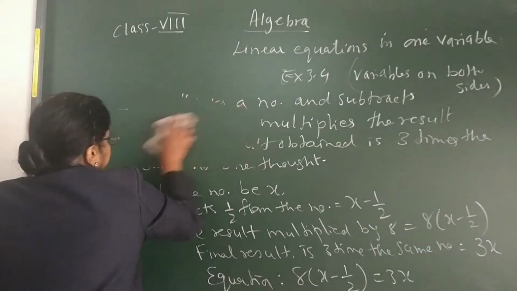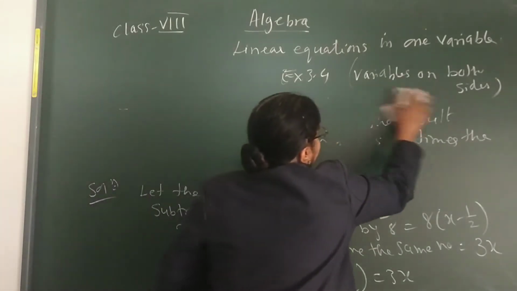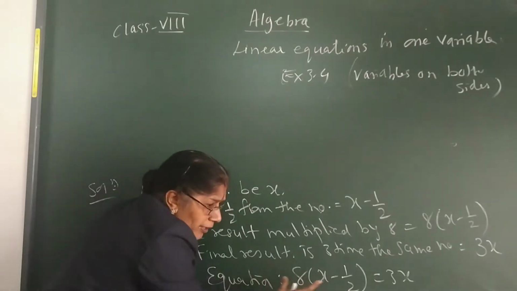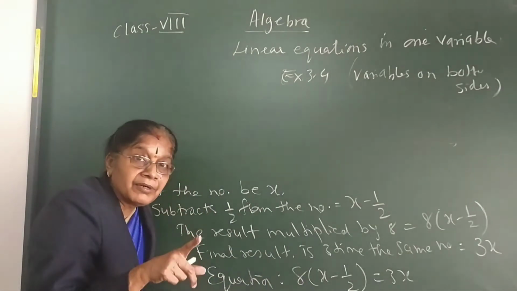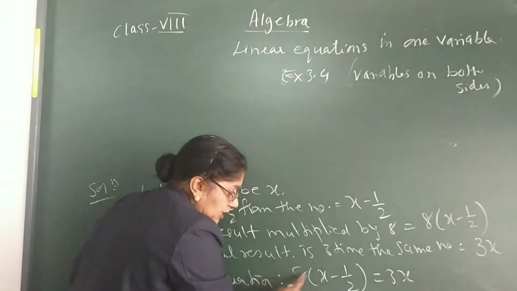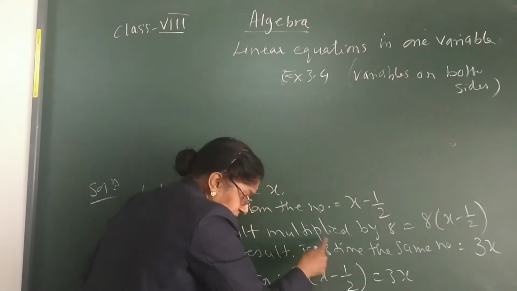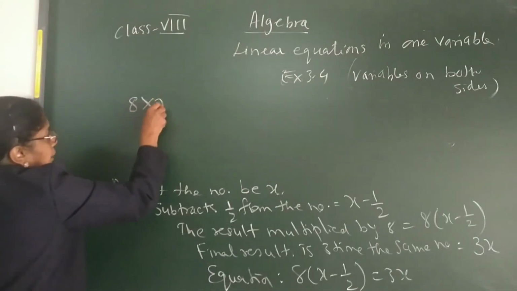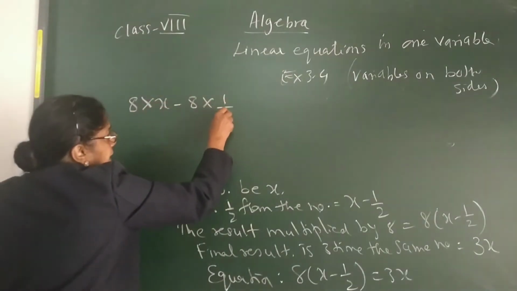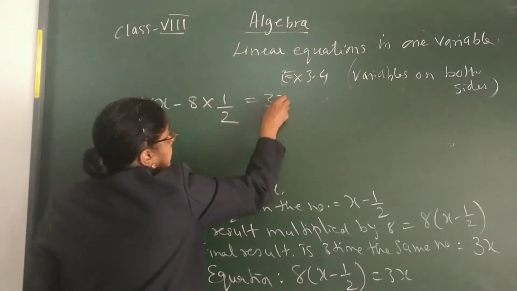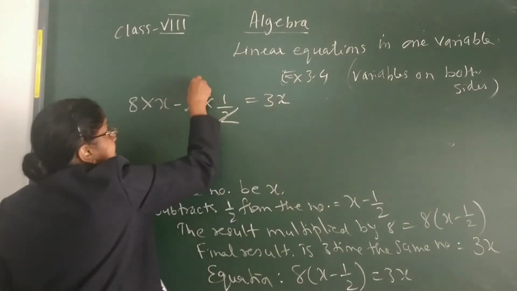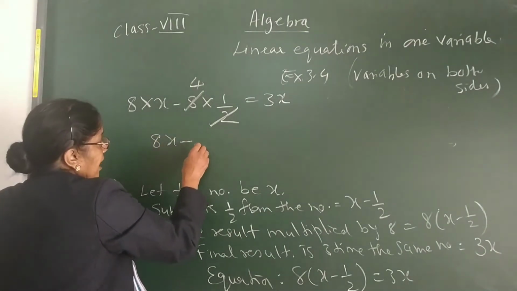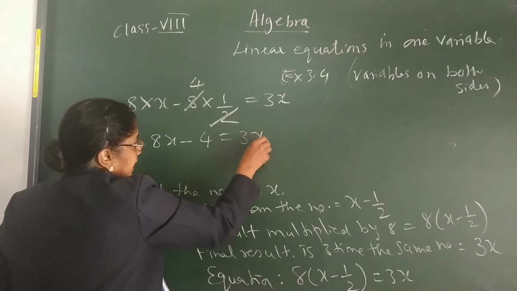Now let us try to solve it. What is the number we have to find out? Distributive property, I already told you, we have learned in rational numbers. 8 should be multiplied with x, put the minus sign, 8 should be multiplied with 1 by 2. So 8 into x minus 8 into 1 by 2 is equal to 3x. 2 and 8 can be cancelled, 4 times. So we got 8x minus 4 is equal to 3x.